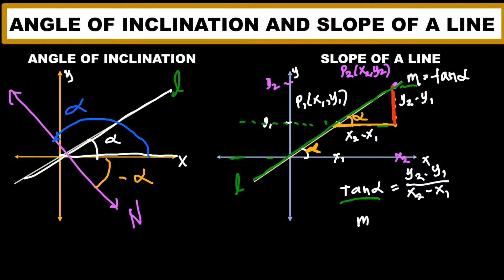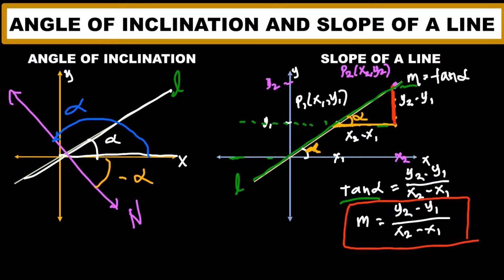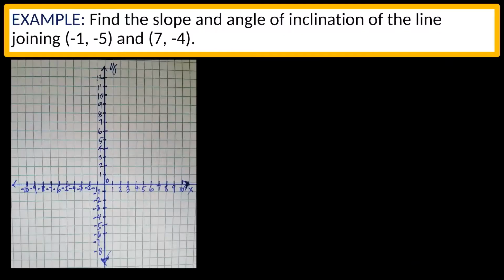So we can say that this is m equals y sub 2 minus y sub 1 over x sub 2 minus x sub 1. Alright? So, if you have observed, we have expressed the slope in terms of coordinates. And so, if you are given the coordinates, then we can use this formula to solve for the slope of the given line. Alright? So, this is the formula. Let's have some examples.